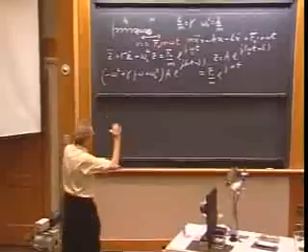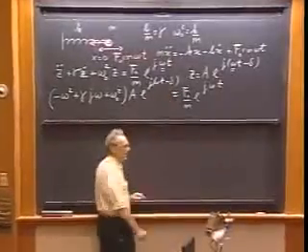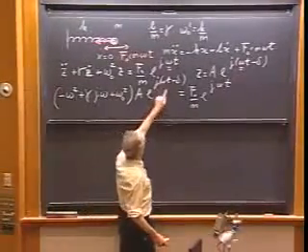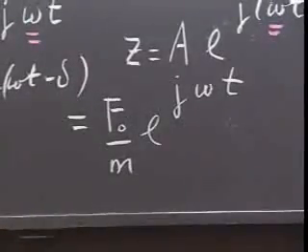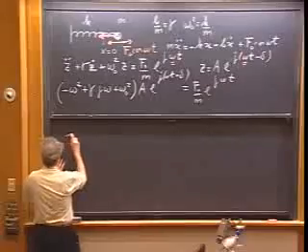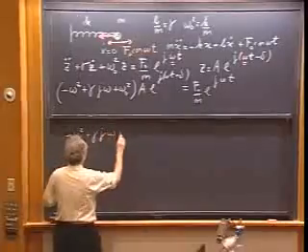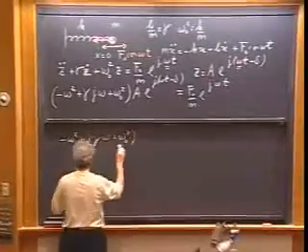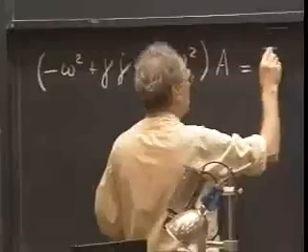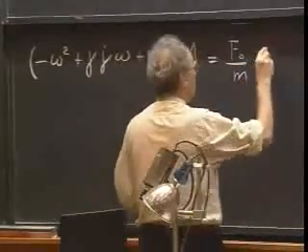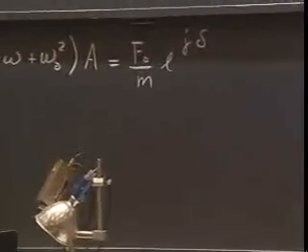So I lose my e to the power j omega t, and I'm going to multiply both sides by e to the power j delta. So I lose my delta here, but it appears then here. And if I make that simple algebraic change, we're going to get minus omega squared plus gamma j omega plus omega 0 squared, multiplied by A, which must now be equal to f0 divided by m times e to the power j delta. Because e to the power j omega t is gone, and I've moved the delta to the right side.